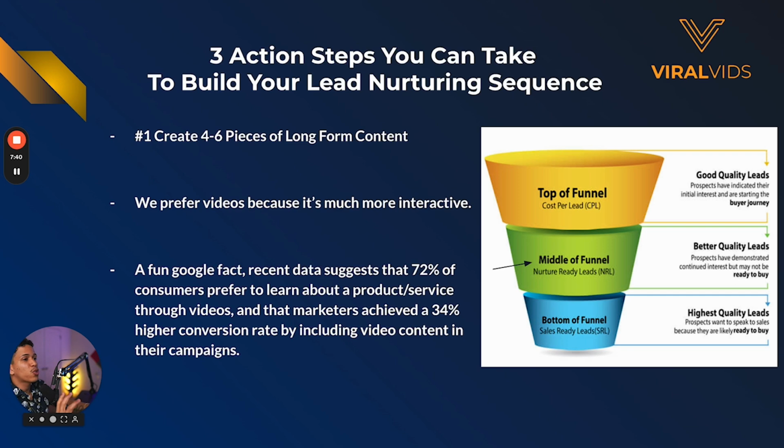Number 1 is going to be to create 4 to 6 pieces of long form content. We prefer videos because it's much more interactive. A fun fact is that recent data suggests that 72% of consumers prefer to learn about a product or service through videos, and that marketers achieve a 30% higher conversion rate by including video content in their campaigns. This is all going to be tailored again to the middle of your funnel.